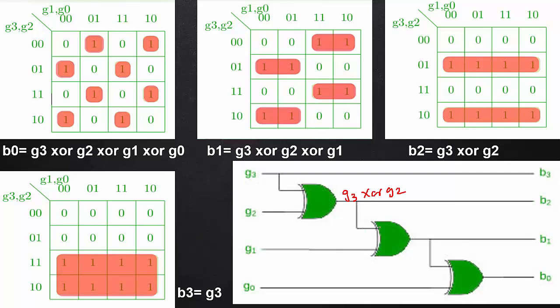So take this as input to this XOR gate, and another input as G1. So this is actually G1 XOR G2 XOR G3. Next one is G0 XOR G1 XOR G2 XOR G3. So this is taken as input to this, and another input is G0. Finally, we get G0 XOR G1 XOR G2 XOR G3 for B0. So this is the simplified circuit for the code conversion from Gray code.